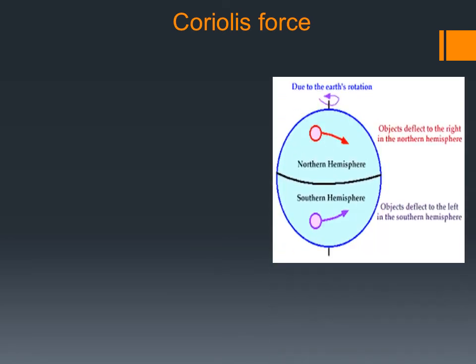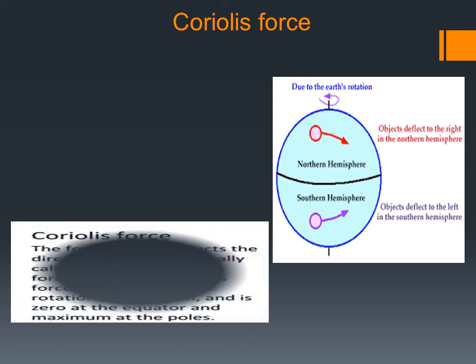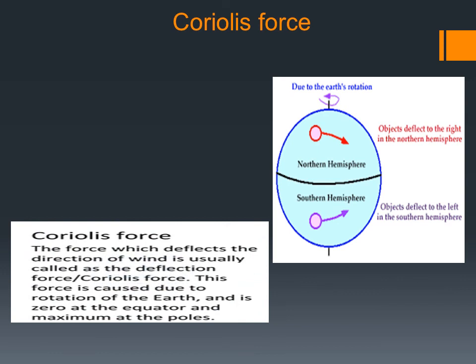Let us now see about the Coriolis force. What is this Coriolis force? When the wind starts blowing straight, it automatically tends to bend towards the right in the northern hemisphere and towards the left in the southern hemisphere. So the force which deflects the direction of wind is usually called deflection force or Coriolis force. This force is caused due to the rotation of the earth and is zero at the equator and maximum at the poles.